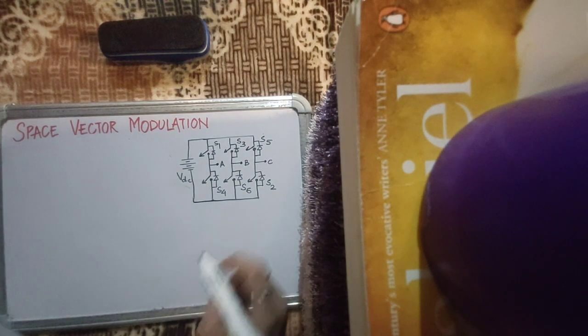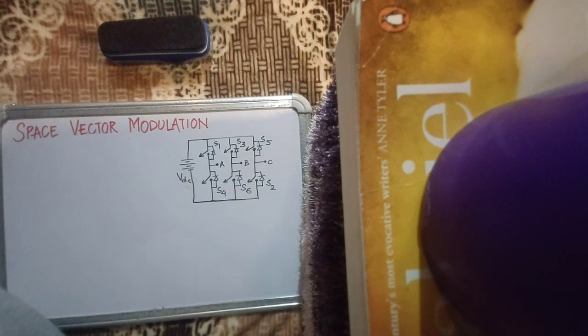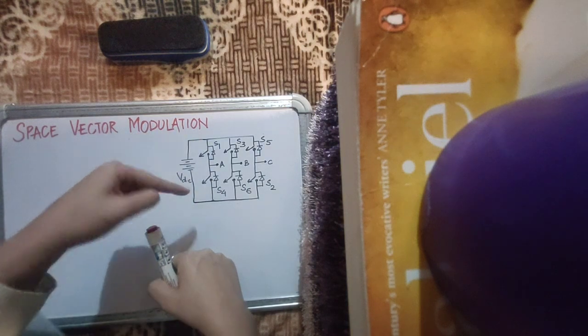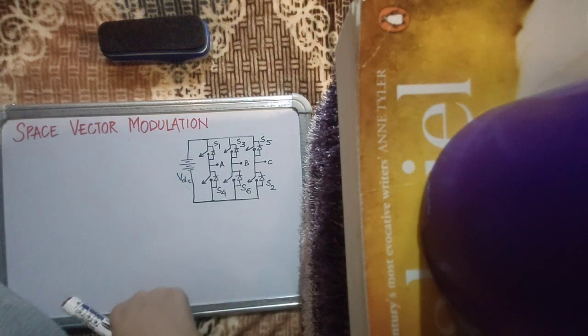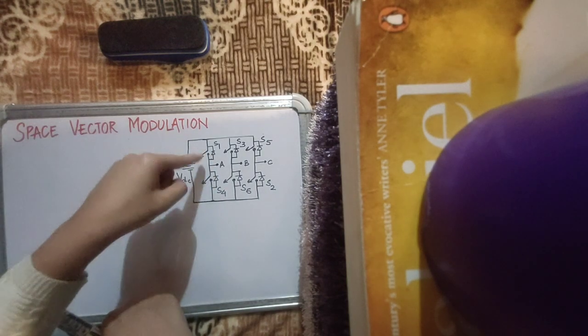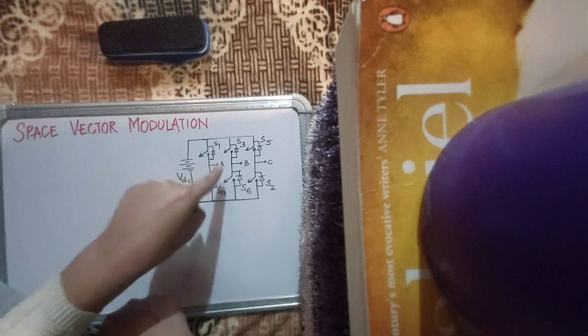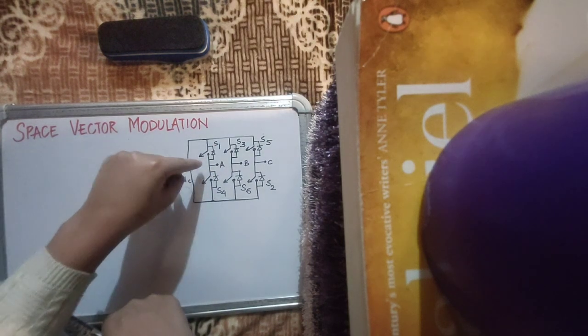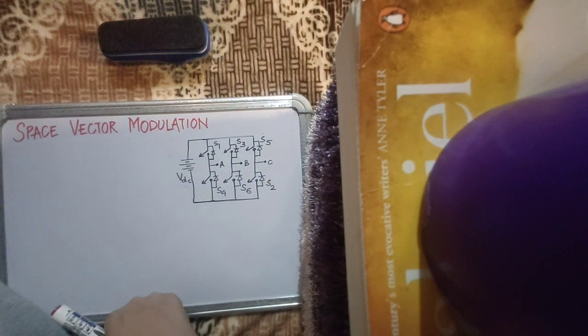Now let's see the possibilities. Now this is your three-phase VSI. You know that in each leg at least one switch has to be on, either S1 or S4. One of the two has to be on. Both cannot be on together because that will short your DC supply, and it also cannot be that both are off because that will open circuit your load. So in each leg at least one switch has to be on.